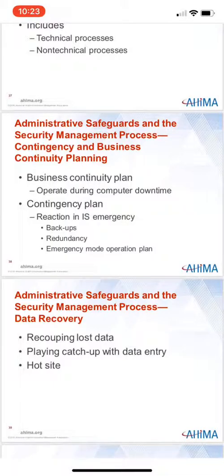All right, moving down to data recovery. When the information systems are again functional, data recovery must occur. Data recovery is the process of recouping any data that has been lost from the information system crash, as well as the data that was obtained during the downtime. Data backups may be used to bring the information system back to its original state. Data captured during downtime must be entered into the information system to bring it up to date.